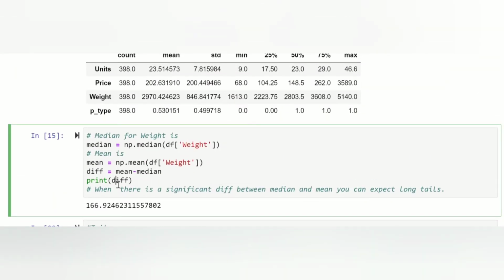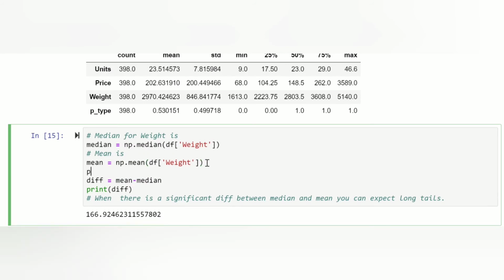So in this example, I'll tell you how to identify skewness manually, or how to check the distribution type manually. Now I've chosen the weight attribute for this example. In this cell, I'm just calculating the median using numpy.median for the weight attribute, and similarly I'll calculate the mean using numpy.mean, and then I'm taking a difference between mean and median.